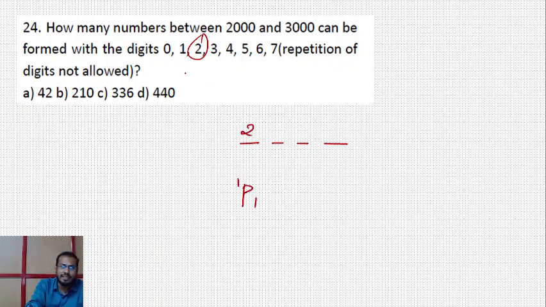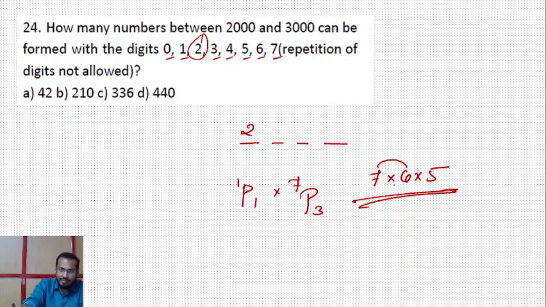What are the remaining digits? 1, 2, 3, 4, 5, 6, 7. So out of 7 digits, I need to place 3. So 7 into 6 into 5 is the answer. So 7 6s are 42. 42 into 5 is 210. That's the right answer.